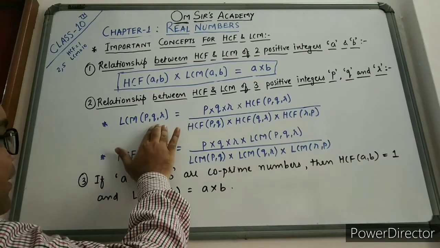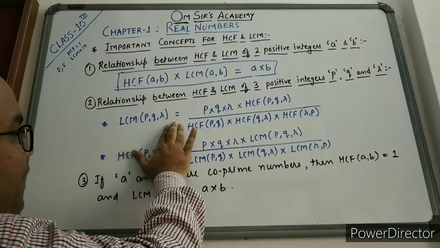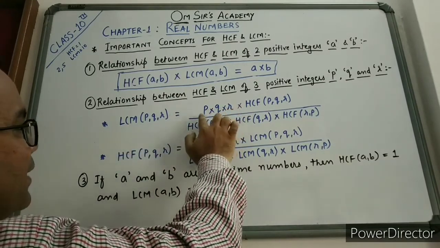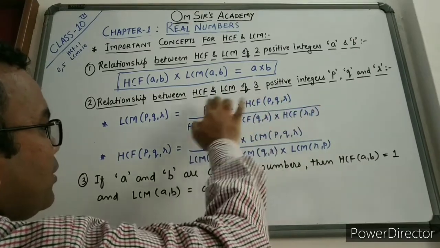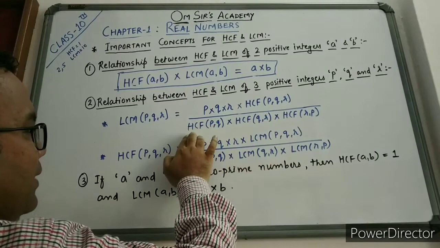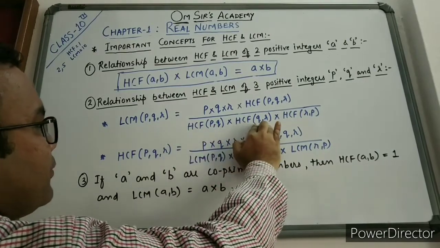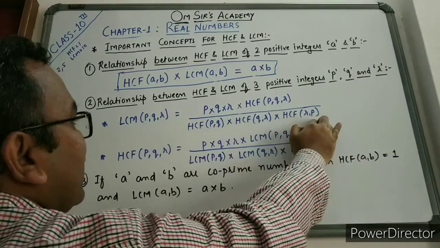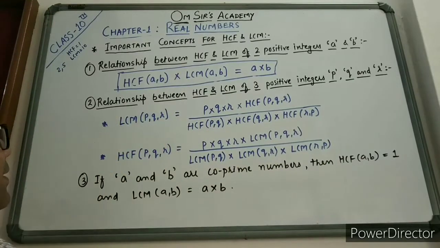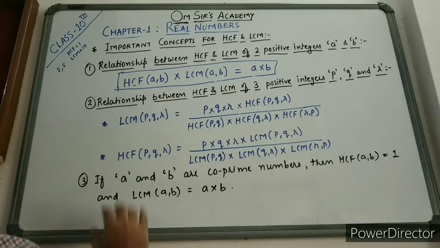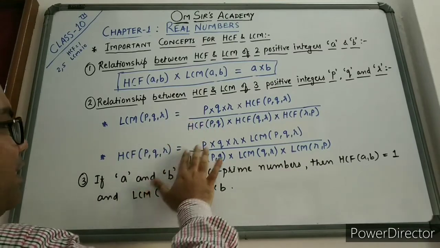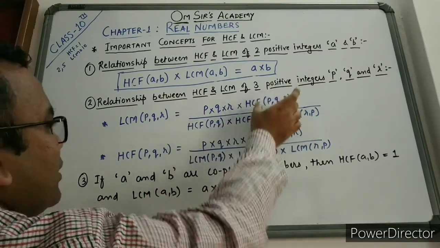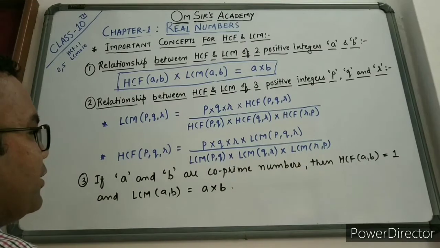LCM of these three numbers p, q, r will be the product of the three numbers, p into q into r, into HCF of p, q, r, divided by HCF of p, q into HCF of q, r into HCF of r, p. This will be your LCM of p, q, r. And similarly, HCF of p, q, r is also written in the same way. Instead of HCF over here, we have to put LCM.